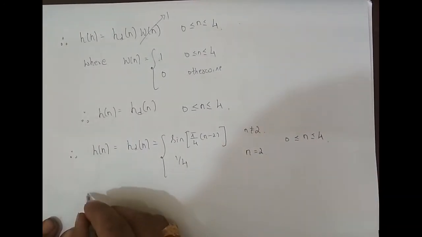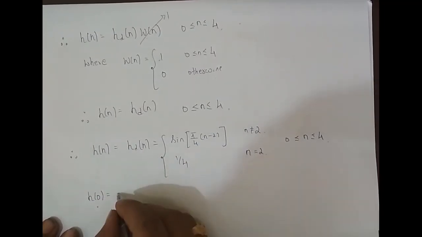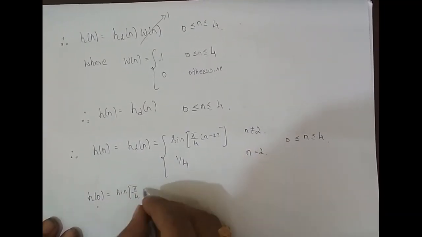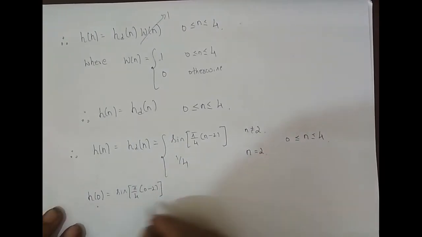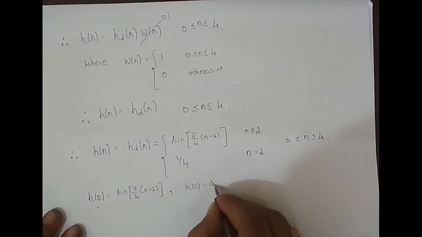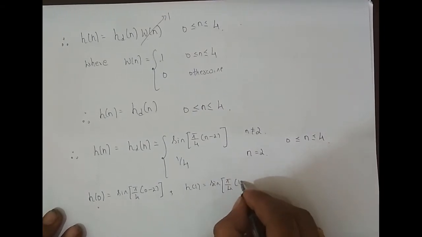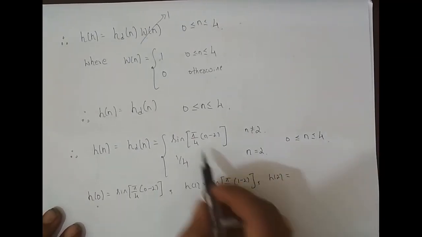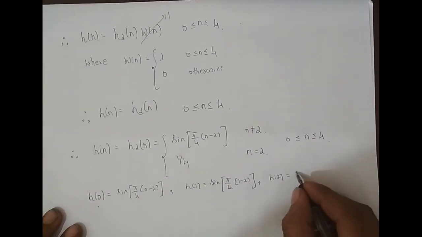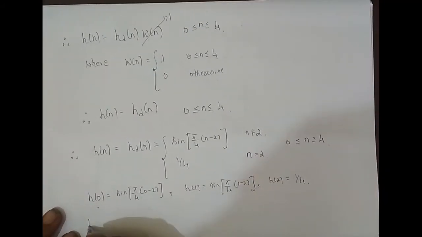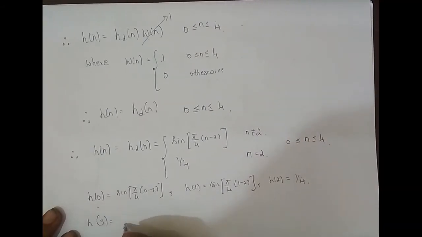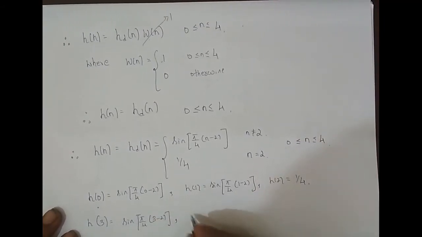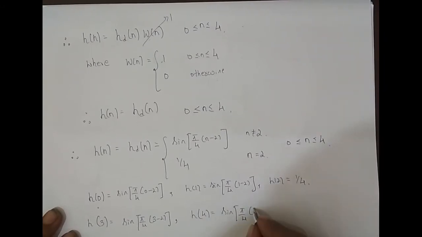So h of 0 is equal to what? Sine of pi by 4 into 0 minus 2, comma, h of 1 is equal to sine of pi by 4 into 1 minus 2, comma, h of 2 is what? For n equal to 2, I cannot use this equation. For n equal to 2 it is 1 by 4. So h of 3 is equal to sine of pi by 4 into 3 minus 2, comma, h of 4 is equal to sine of pi by 4 into 4 minus 2.